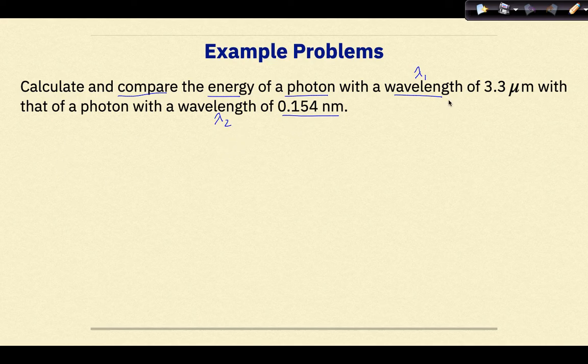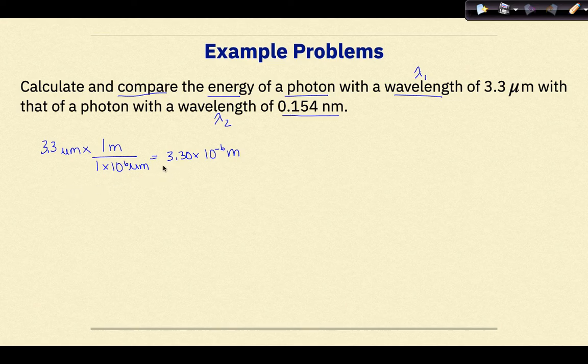So let's start out with our information for wavelength 1. And so the first thing I'm going to do is I'm going to take wavelength 1, which is 3.3 micrometers, and I'm going to convert that into meters. So 1 meter, 1 times 10 to the 6th micrometers, and that is 3.30 times 10 to the negative 6 meters. And then I know that I need to figure out energy here.